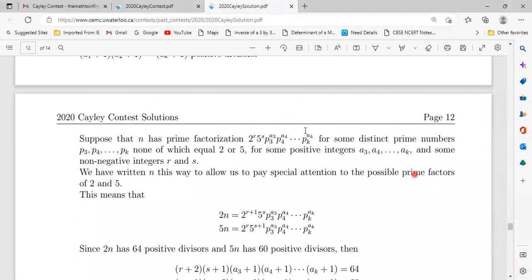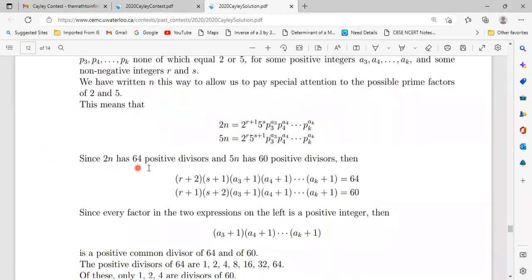And over here, you have just taken the prime factorization for 2n and 5n. It's 2 power r and 5 power s because in the question it is only asked for 2n and 5n. So when you are taking 2n, you are increasing this value. It becomes r plus 1 because you are considering 0 also. And for 5n, you are considering 0 also over here, which is s plus 1. So in the question, it is given that 2n has 64 positive divisors and 5n has 60 positive divisors. So you're just equating them.